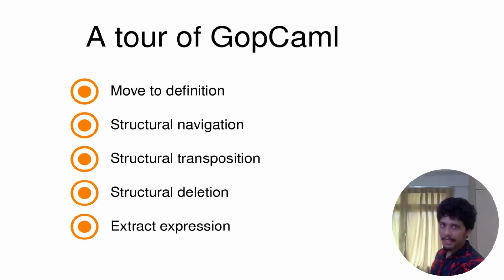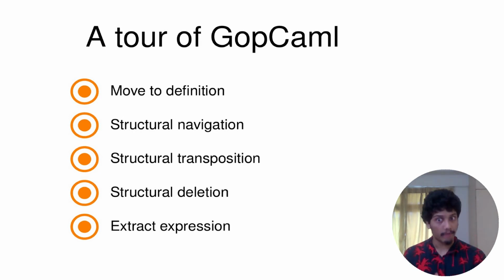Perfect. So let's begin with a quick whistle-stop tour of the key functionalities provided by GopCaml. In particular, the 5 functionalities that you can see on screen: move to definition, structural navigation, structural transposition, structural deletion, and extract expression. Now, there are a couple of other quality of life functionalities that GopCaml mode also provides, but for the purposes of this video, we won't be covering them.